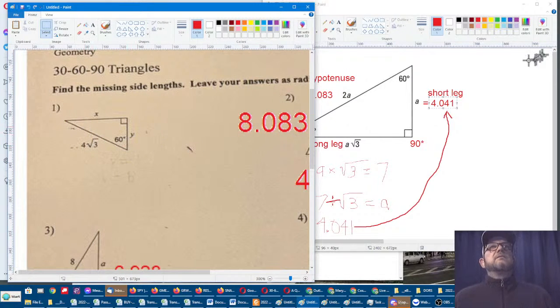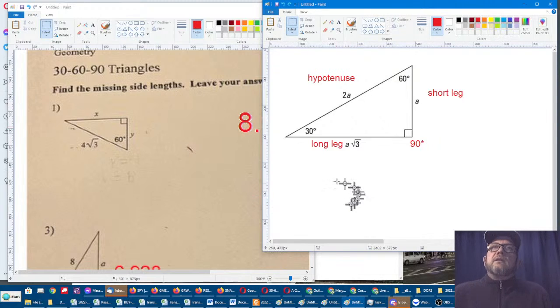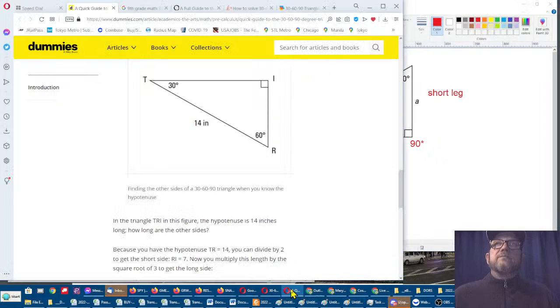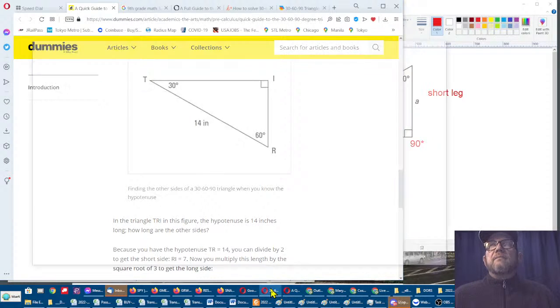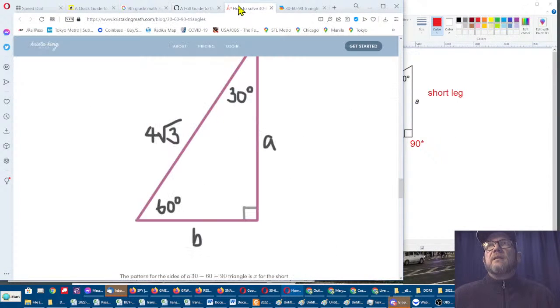Now, this is going to be tricky. Let me clear it out. Alright. Now we've got 4 square root of 3 for the hypotenuse, which is over here. This is another tricky one, if I can find it. Alright, I just found an exact match.